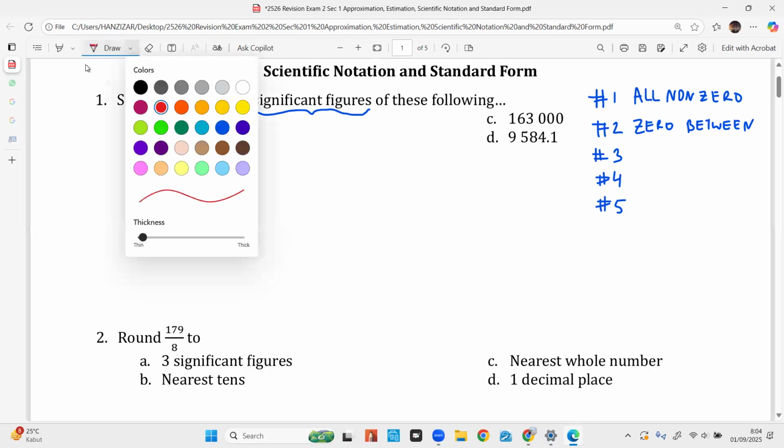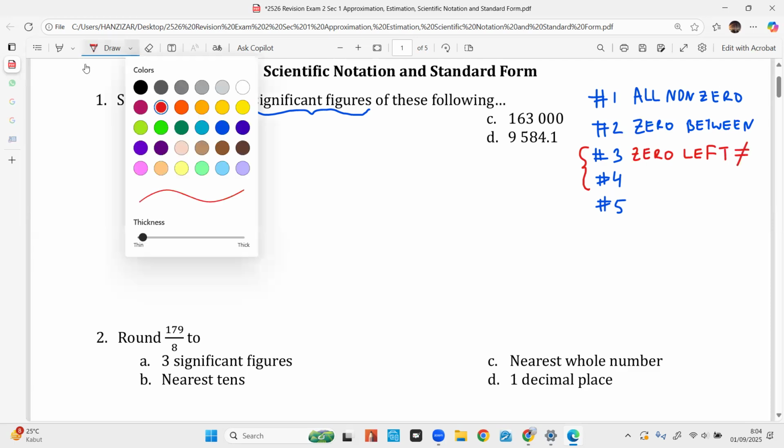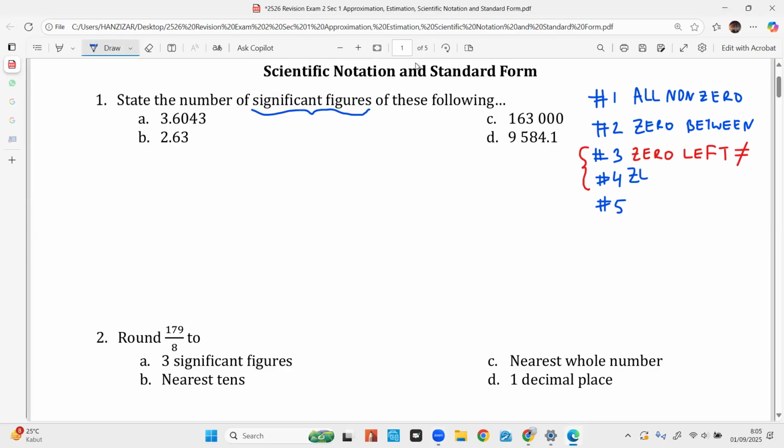And 3, 4, you need to know that in decimal. So 3 and 4 are always focused on the decimal. 0 on the left are not significant. Okay, I use the red color. And 0 on the right are significant. So the blue color means significant. Now for number 5, I use the star to make it more advanced.